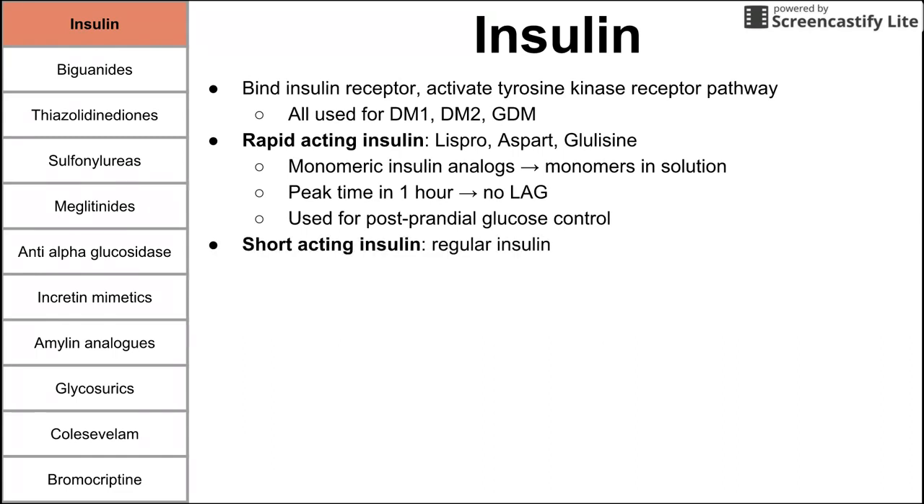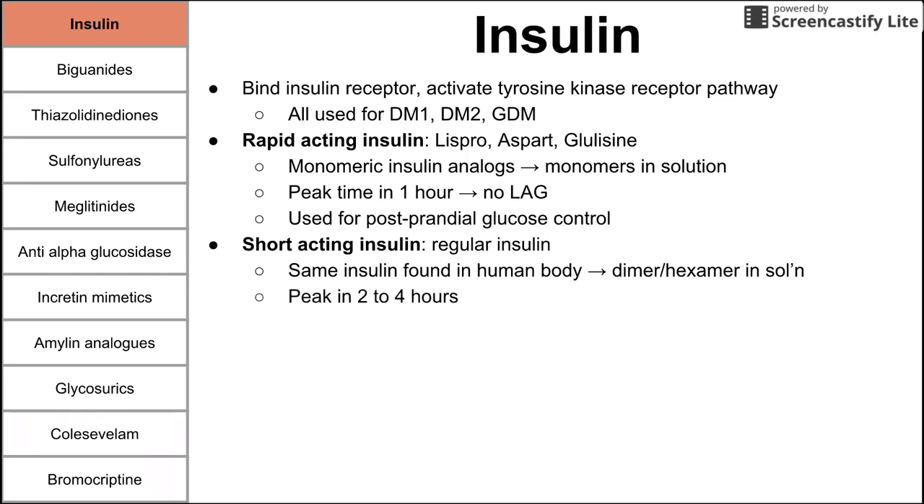Next, we have short-acting insulin. This is just called regular insulin. It's the same insulin found in the human body. It's a dimer or hexamer in solution. It breaks down a little more slowly than the rapid-acting insulin, so it reaches its peak in 2 to 4 hours. This is administered intravenously for people who come in diabetic ketoacidosis.